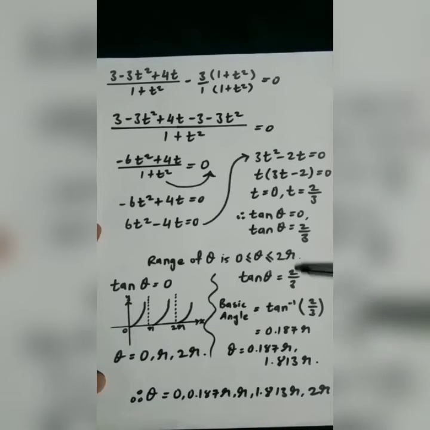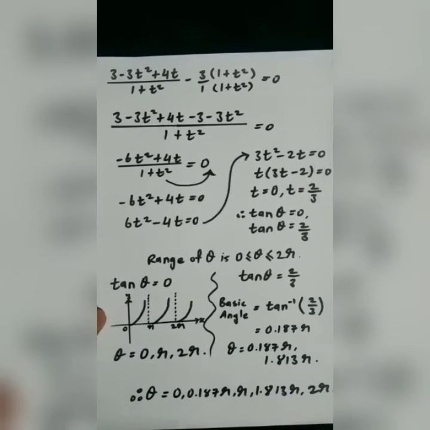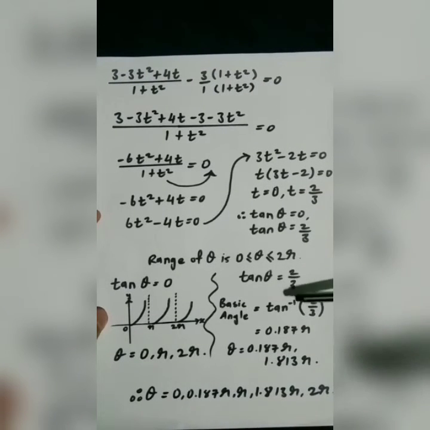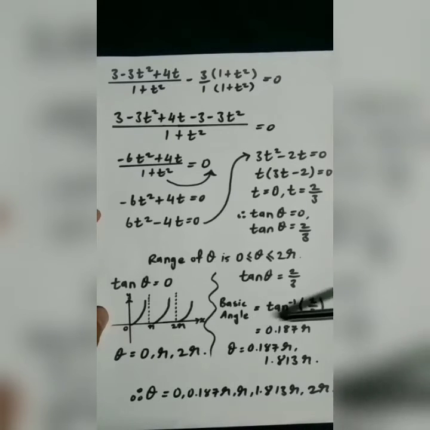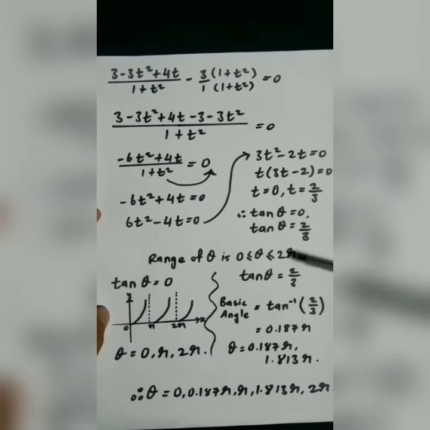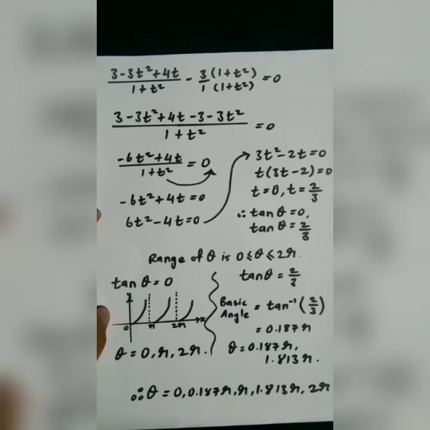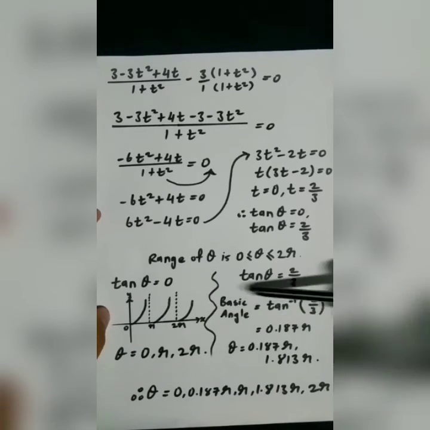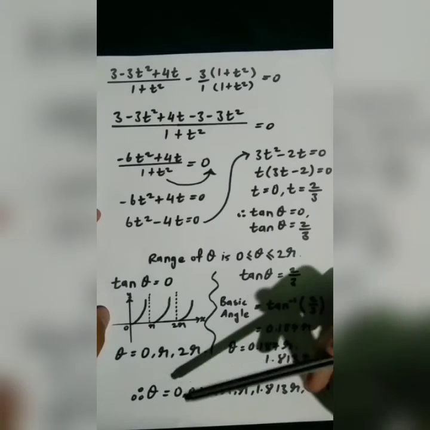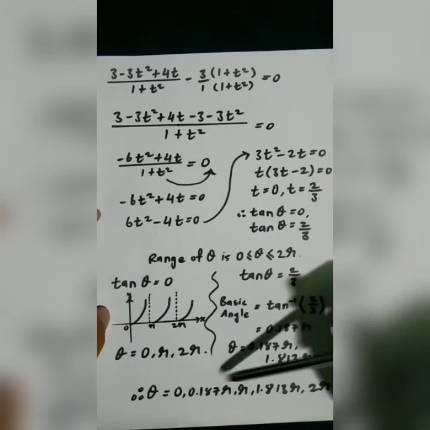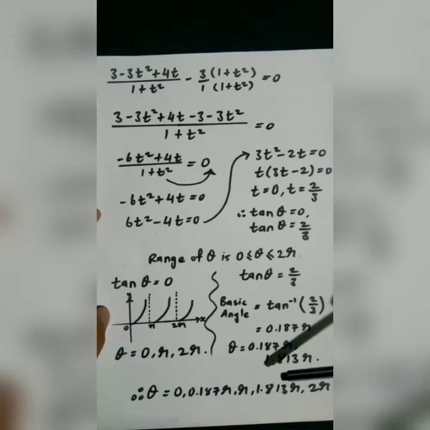After that, if we look at tan theta equals 2 over 3, we will use the basic angle, and then we will find shift tan 2 over 3, and the final answer will be 0.187 pi. After that, using the range of theta here, we will get 0.187 pi and 1.813 pi. And the conclusion will be, we conclude all theta here, and we will get 0, 0.187 pi, 1.813 pi, and lastly 2 pi. And that's all from me.